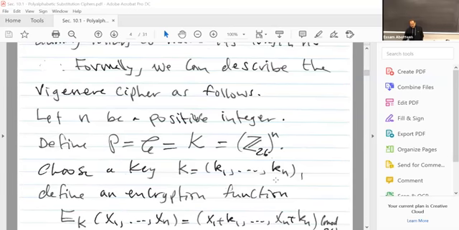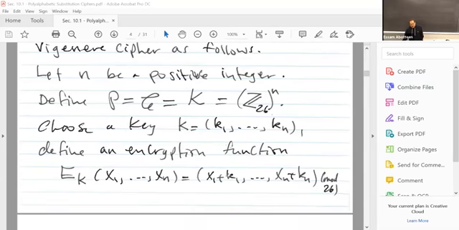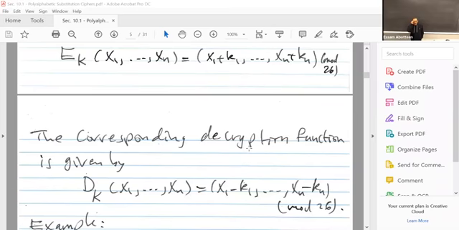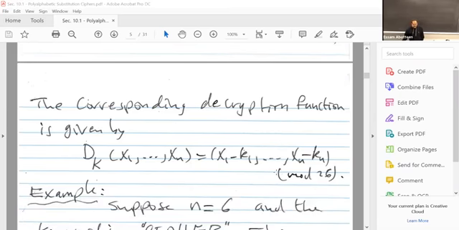Then we choose a key. Again, this stands for a common word, or not a common word. Actually, it could be any type of word. And then we define the encryption on a sequence of numbers of length n to be adding x1 to k1, x2 to k2, and so on, doing the addition of each of these components mod 26. Now, the decryption is basically the same. We're using the same key, except this time we do subtraction mod 26.